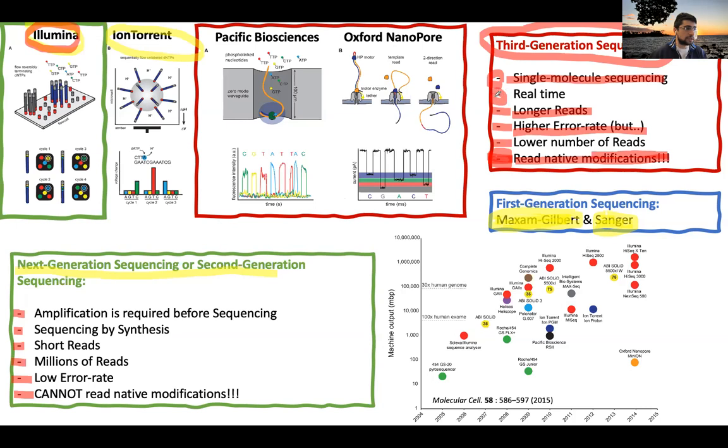So as soon as the read is read, you have data available, okay? And the two main players of these third generation sequencing are PacBio or Pacific Biosciences and Oxford Nanopore, okay? So the two technologies are totally different.